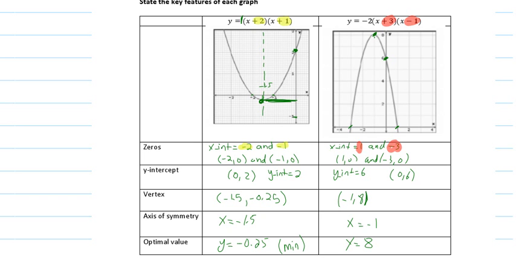So from the factored form, I can find my zeros. Okay? What can I find from the vertex form? The vertex, right? Which is the axis of symmetry and the optimal value. From the factored form, I can find the zeros.